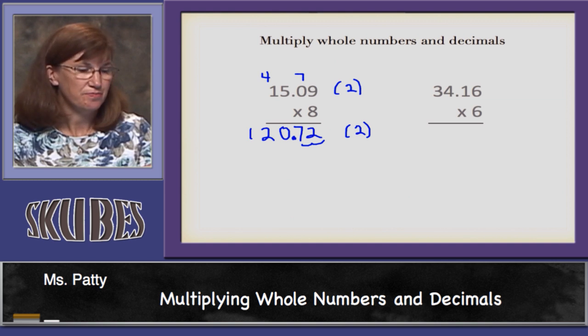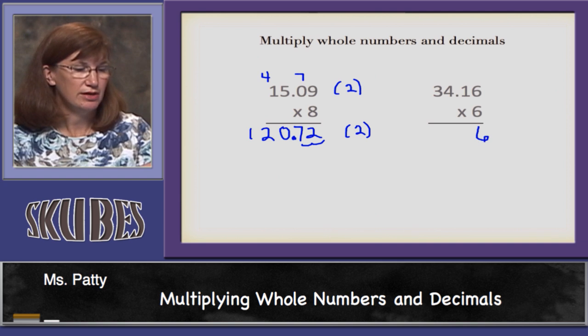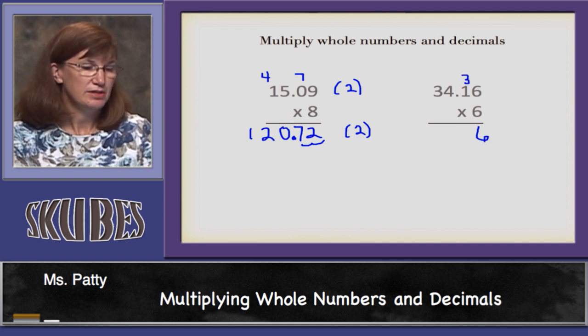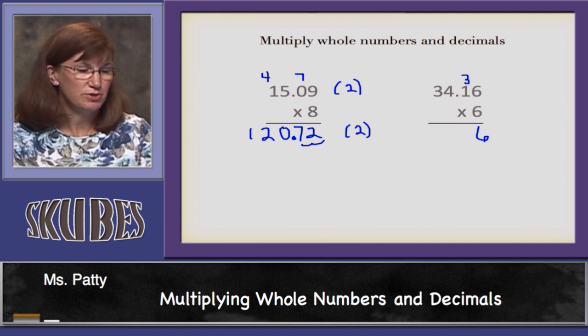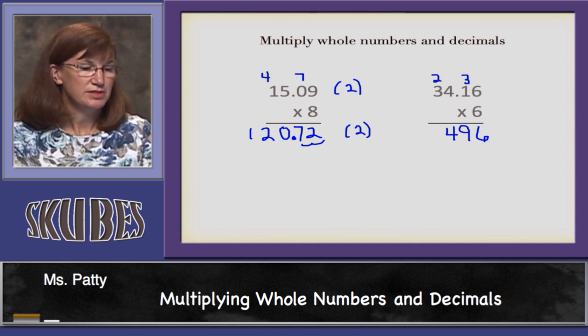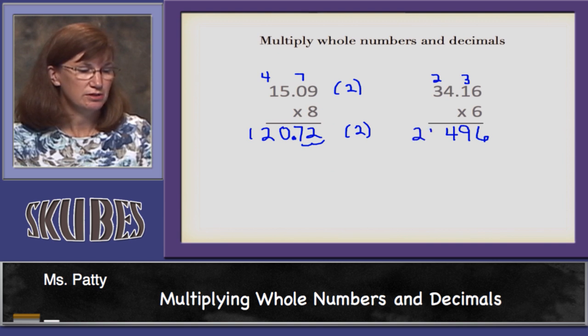34.16 times 6. 6 times 6 is 36. Write down our 6 and carry our 3. 6 times 1 is 6, plus 3 is 9. 6 times 4 is 24. Write down our 4, carry our 2. 6 times 3 is 18, plus 2 is 20.